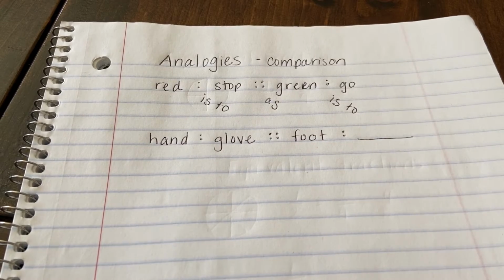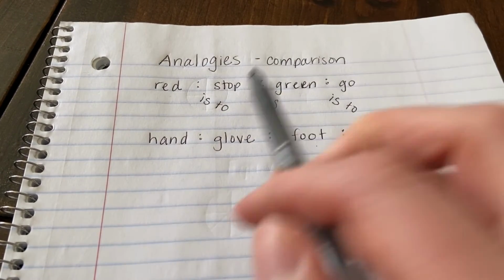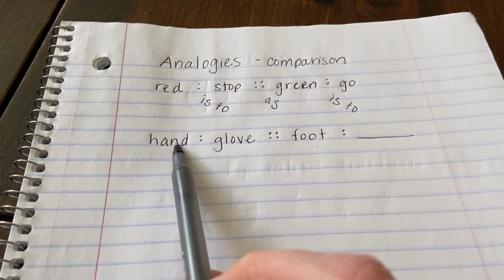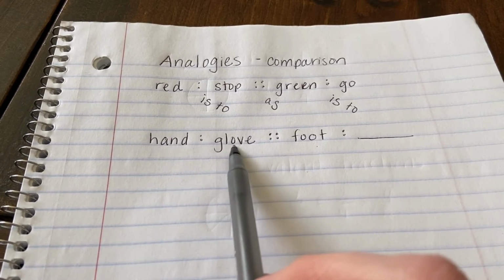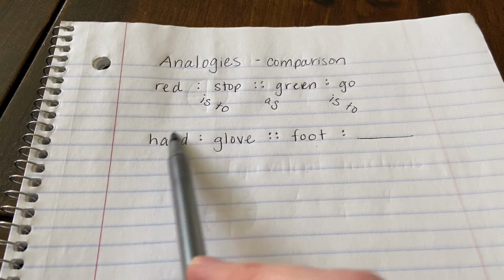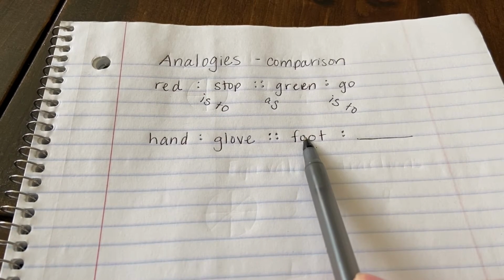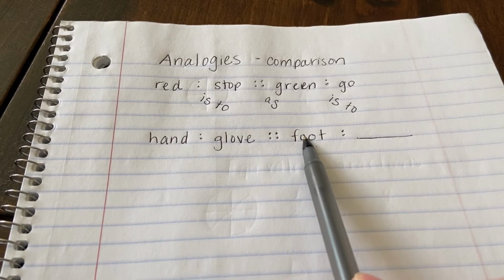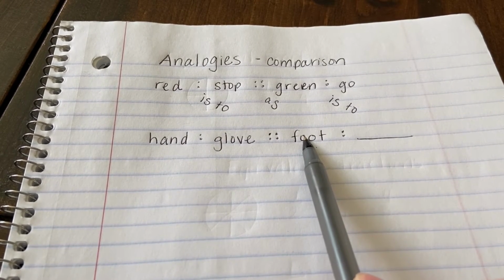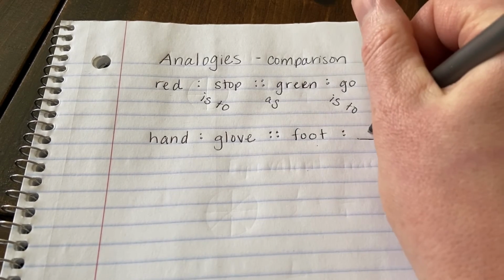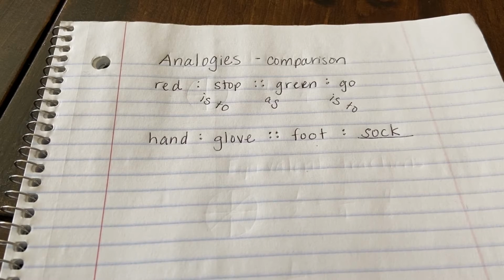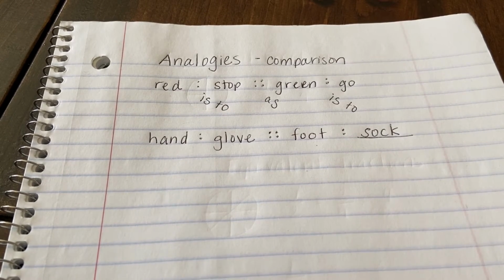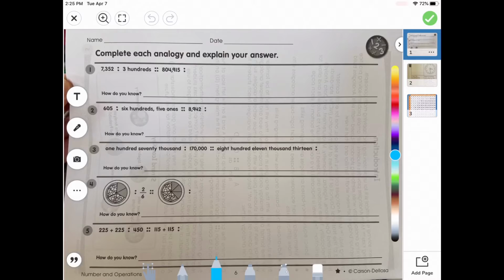When you're trying to figure out an analogy, you can always ask yourself, what is the relationship between the two items that you're already given? Well, you wear a glove on your hand. So what would we wear on our foot? There's a couple of different correct answers, but I'm going to go with sock. A sock is what you wear on your foot. So today in math, we're going to be doing analogies that involve numbers and patterns and relationships.